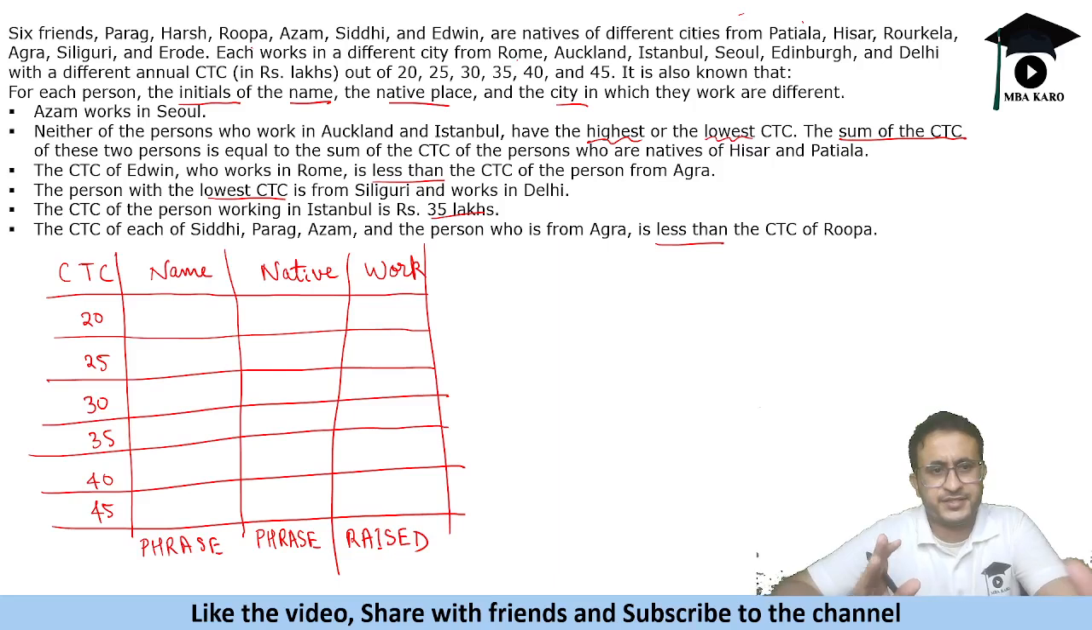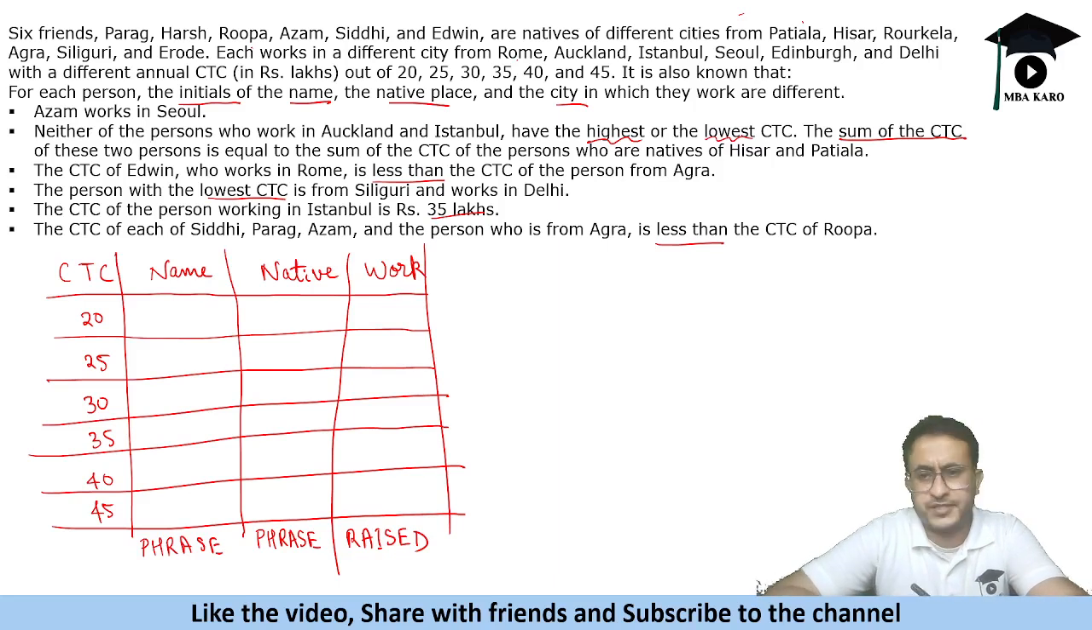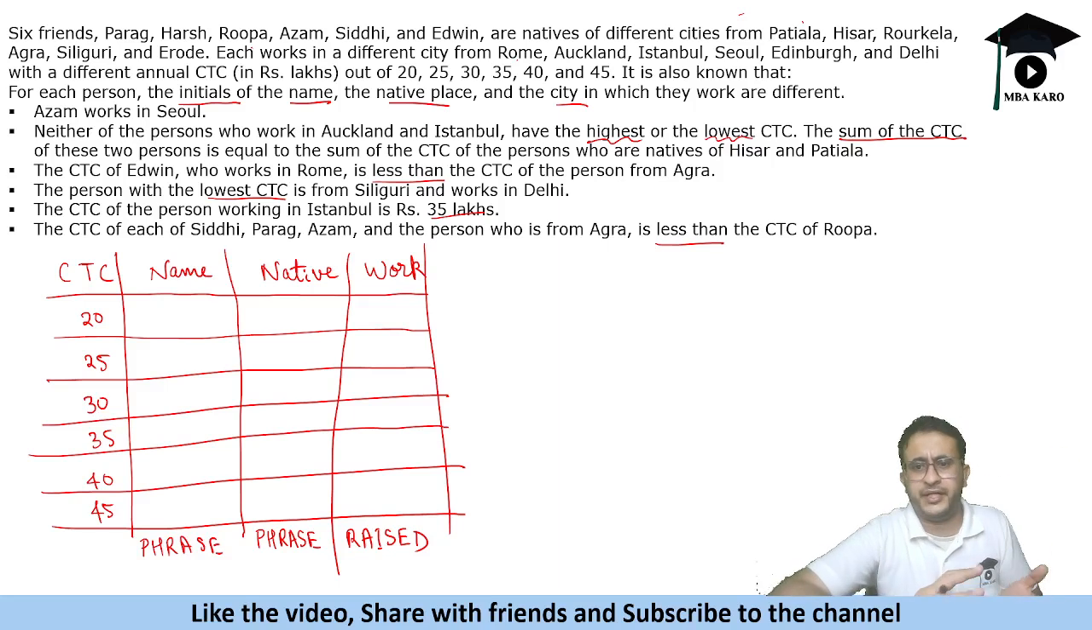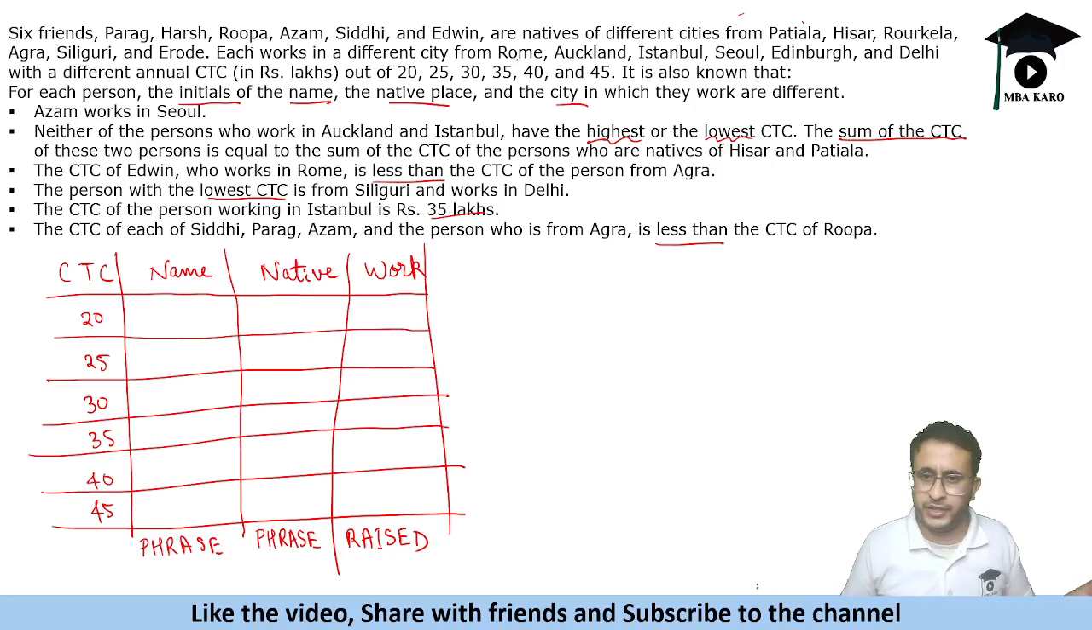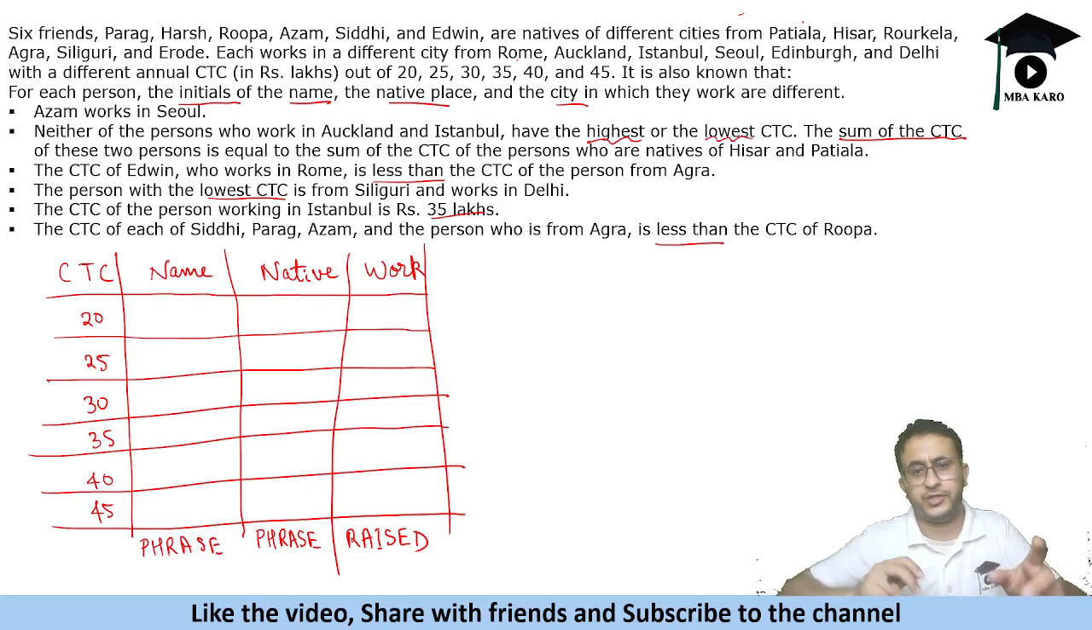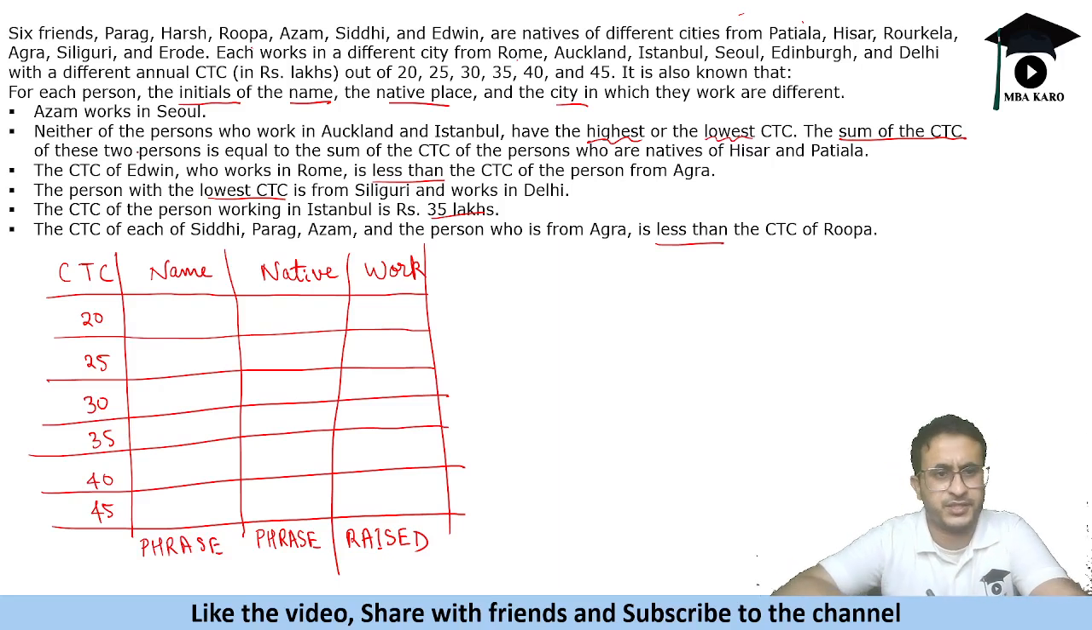Okay, so now let us try to put in the direct information. Azam works in Seoul, so we do not know what is Azam's CTC, but we will fill it later. Neither of the persons who work in Auckland and Istanbul should have the highest or lowest. ठीक है, sum of cities, fine. Again we do not have any idea about these, so skip it. Why read and waste your time on that? आपको read करोगे, समझोगे, फिर उससे कुछ नहीं बनेगा. So just focus on conditions which give direct information.